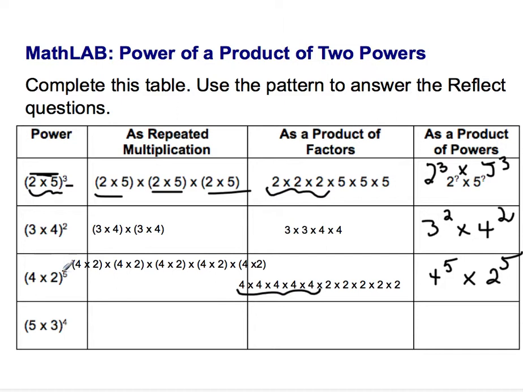So really all I did was put the exponent with both of them. I put the exponent with the 3 and the 4, and I put the exponent with the 3 and the 5. So really this should be 5 to the 4 times 3 to the 4.